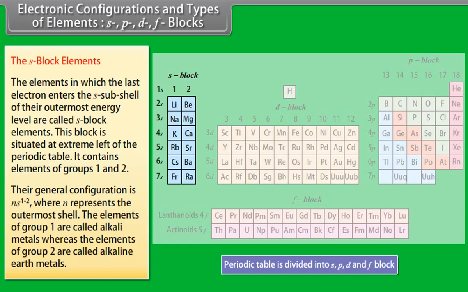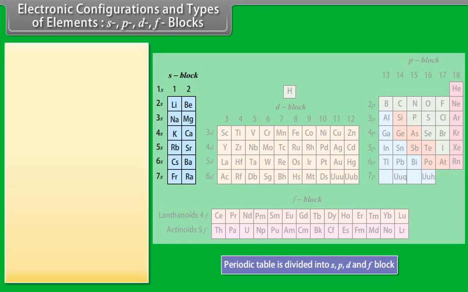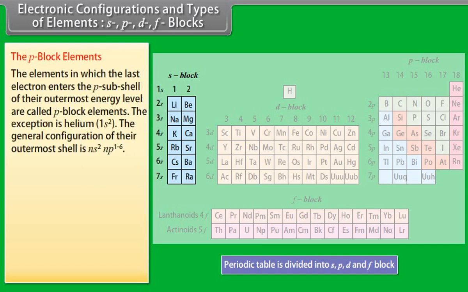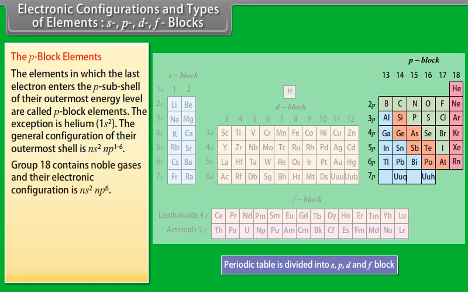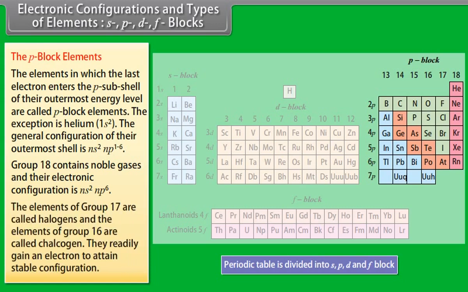Electronic configurations and types of elements: s, p, d, f blocks. The long form of the periodic table can be divided into 4 main blocks. These are s, p, d and f blocks. There are 2 exceptions to this categorization. First is helium, which belongs to s block elements, but it is placed in p block elements because its outermost shell is completely filled, that is 1s2.